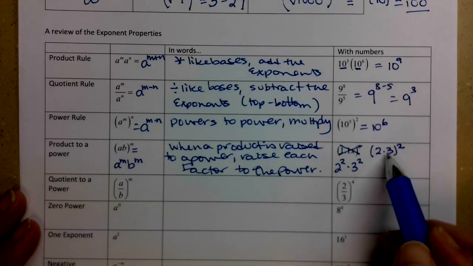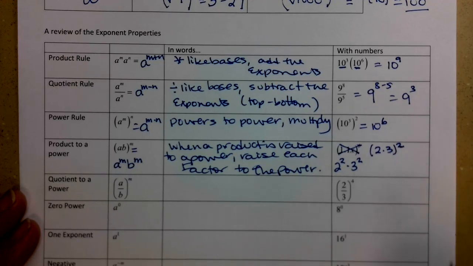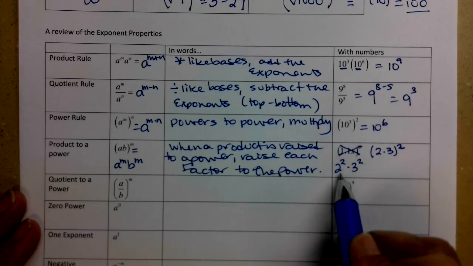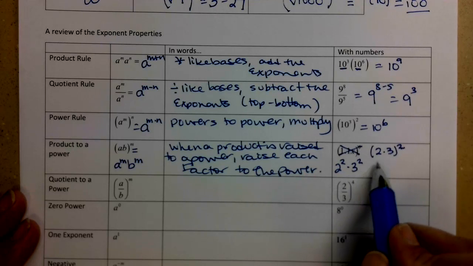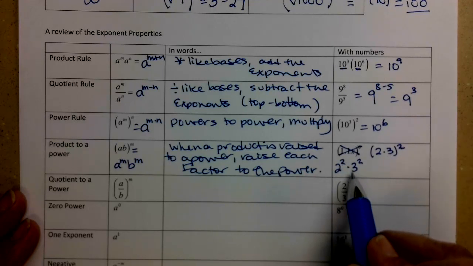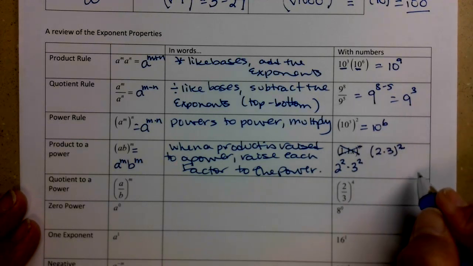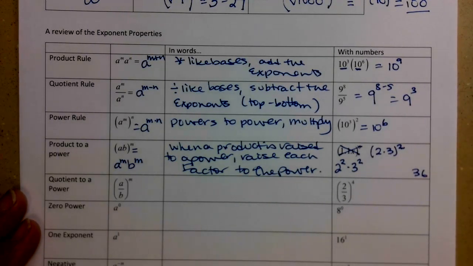So if I do the top one, 2 times 3 is 6. 6 squared is 36. Okay. But down here, if I bring the 2 in, because everybody was multiplying, I get 2 squared is 4 times 3 squared is 9. 4 times 9, also 36.